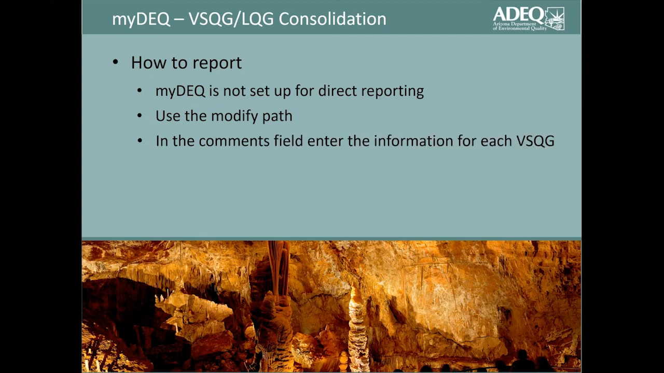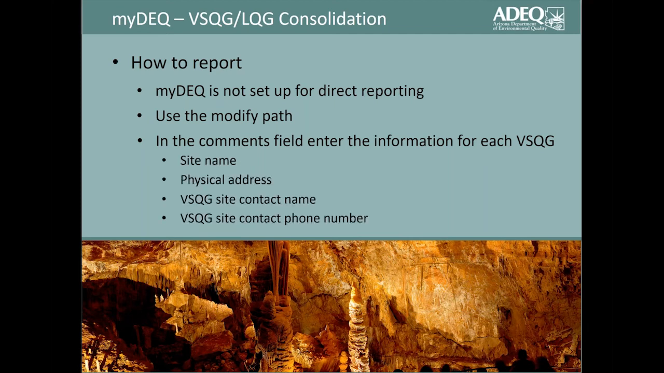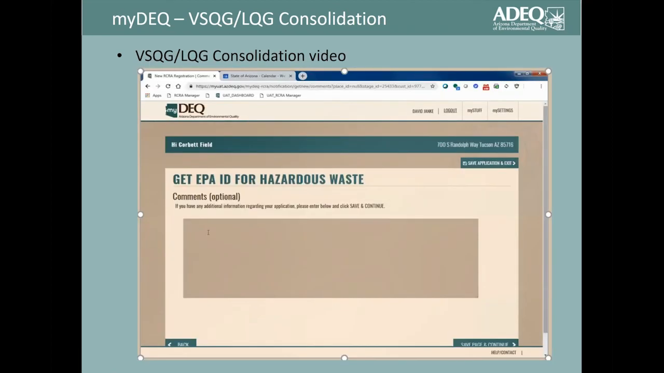After completing the usual information along the modified path, in the comments field at the end of the application, enter the VSQG's name, its site physical address, the site's contact name, and the site's contact number. And you need to do this for each VSQG you want to consolidate with the LQG. So here's the comments field at the end of the modified path. And there's an example of what you would need to put in. So name of the site, the physical address, the contact person, and the contact person's phone number.